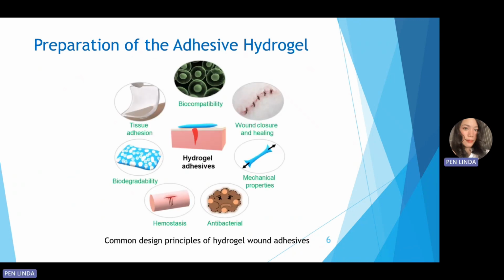The preparation of hydrogel adhesive typically involves synthesis or formulation of the hydrogel material with adhesive property. The exact method may vary depending on the specific type of hydrogel adhesive and its intended application. As you can see in this figure, it shows the common design principle of hydrogel wound adhesive. The specific detail and method for preparing hydrogel adhesive can vary depending on the desired property, application, and material used.